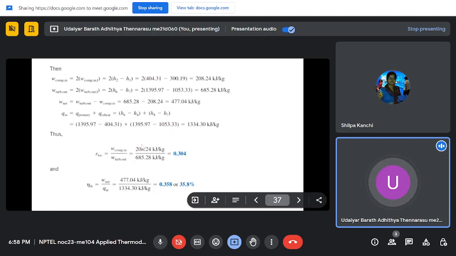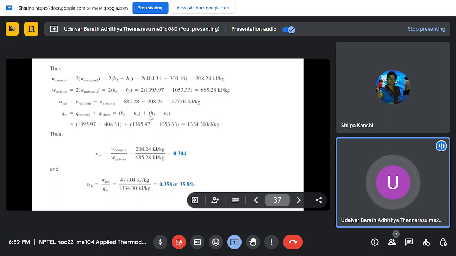So compression work is 208.24 kilojoule per kg, and turbine output work is 685.28 kilojoule per kg, which will come out to be 0.304 or 30.4%. So this is that 30% of the turbine work is utilized in the compressor. And then you can find out the thermal efficiency, which is nothing but W net by Q in, equals 477.04 kilojoule per kg divided by 1334.30 kilojoule per kg, which will come out to be 35.8%.